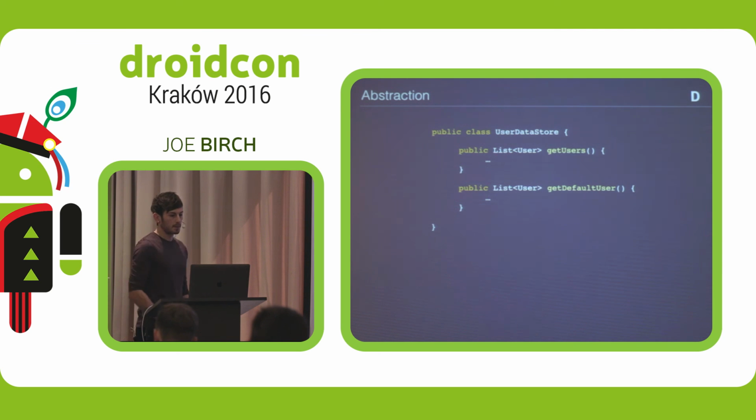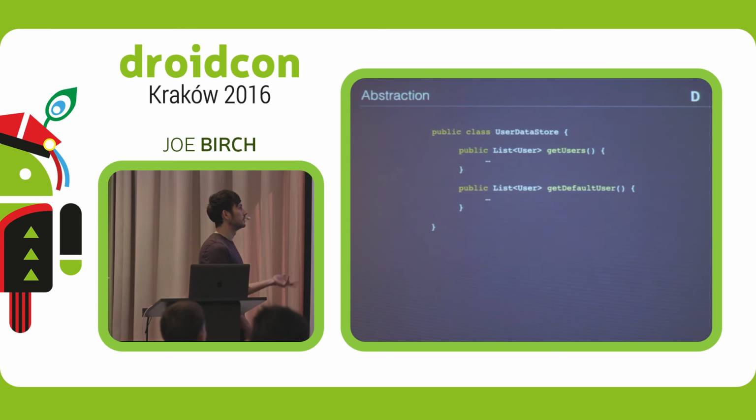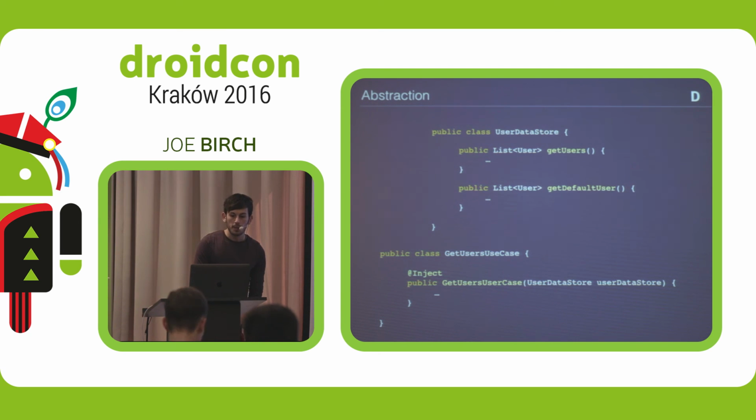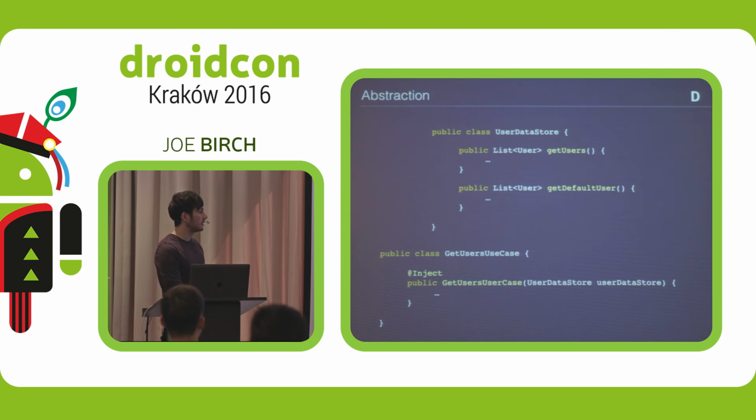So let's look at an example. We have this user data store, and it has two methods for simplicity: get users and get default users. And this class essentially makes requests to the API to get our users and to get the default user, which is fine. It seems logical. And then we have this get users use case where we inject this instance of the user data store into this class. So whilst it all seems good, it's actually violating the dependency inversion principle, because our use case here is being forced to depend on this specific implementation.